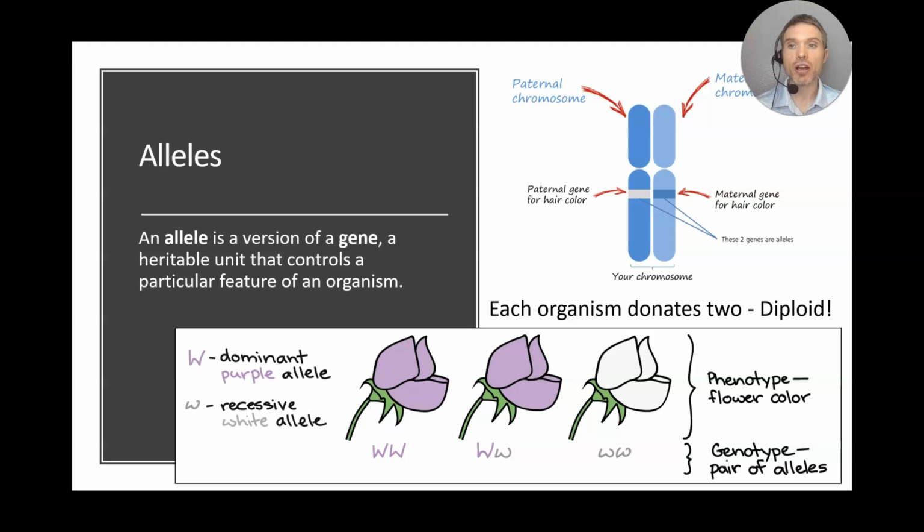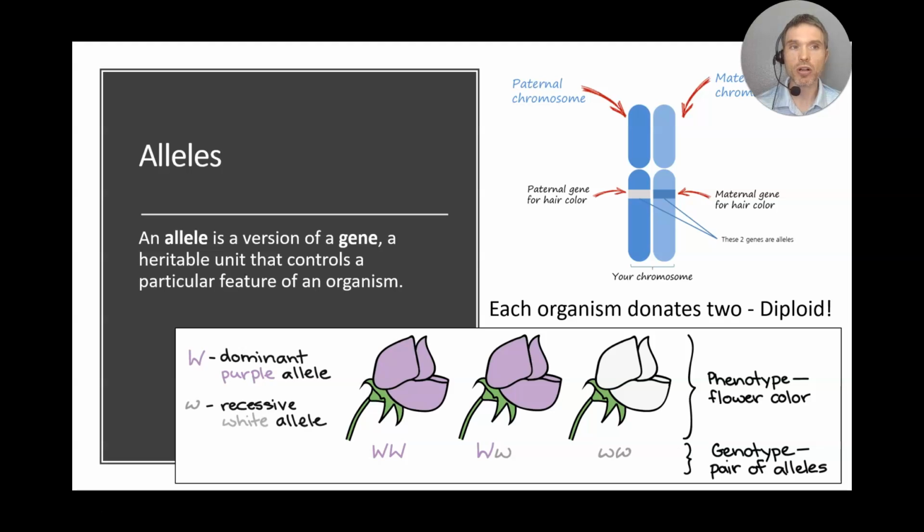Now, you have received two alleles. We call that diploid. One you received from your biological father, one you received from your biological mother. It is the combination of these two alleles that results in the phenotype, or what we see. So you can see on the bottom of my screen here, I have a flower. The dominant allele is the purple, which we represent by big W, and the recessive allele is the small w, which is the allele for white.